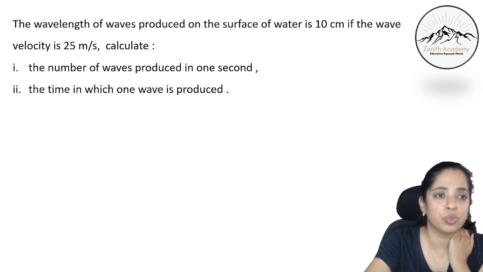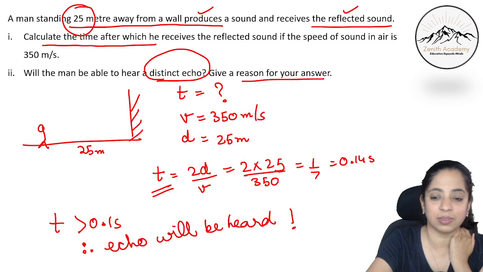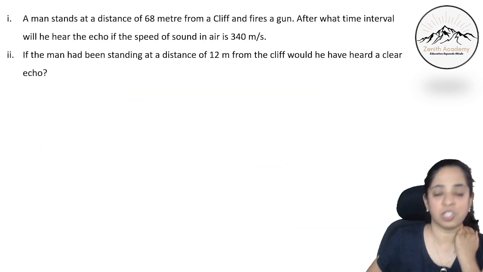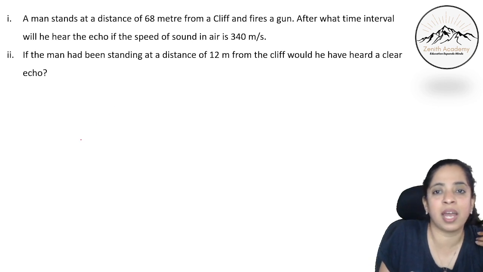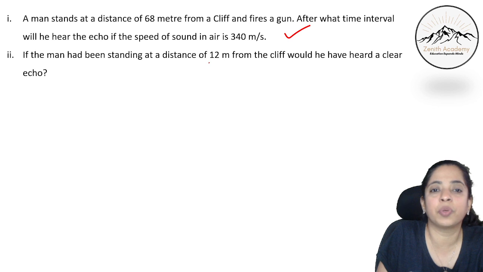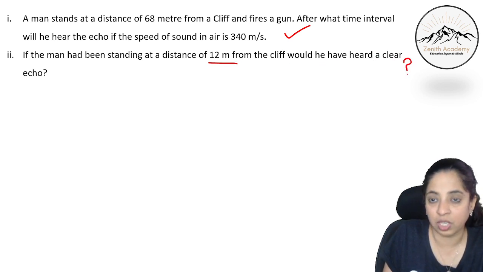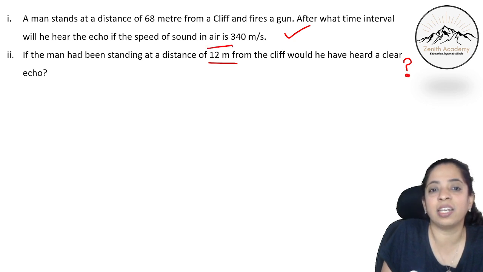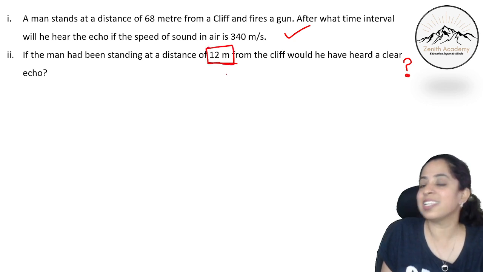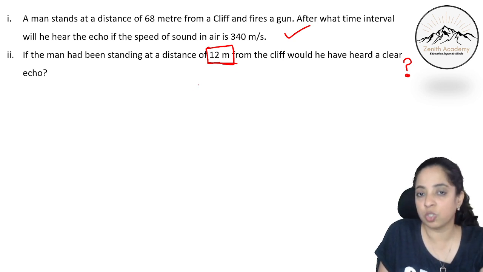There are three questions remaining, okay? So be patient. A man stands at a distance of 68 meters from a cliff and fires a gun. After what time interval will he hear the echo if the speed of sound in air is 340 meters per second? Direct question. If the man had been standing at a distance of 12 meters from the cliff, would he have heard a clear echo? That's a question. Now orally also I can say that if it is 12 meter, it is less than 17 meters, so he will not be able to hear an echo, right? But I have to solve and show.